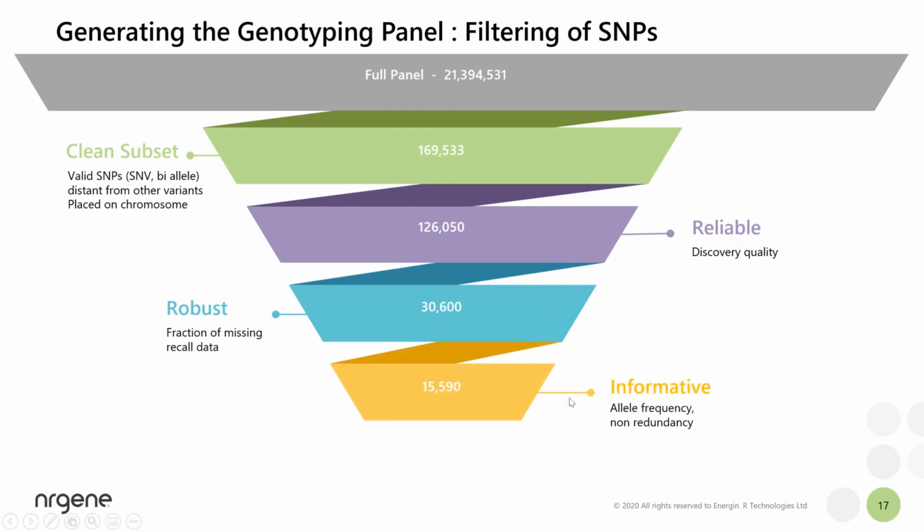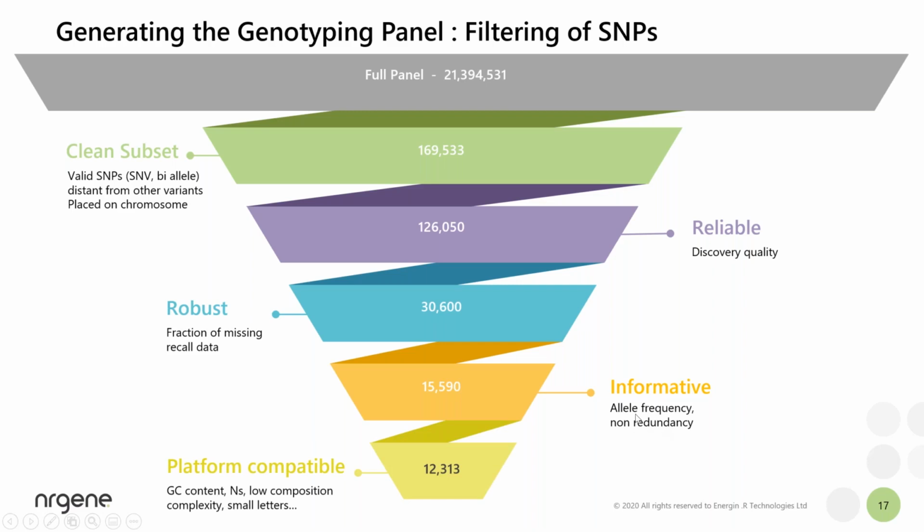And then we look at a parameter called informativeness, because we want informative SNPs. I'll explain that in a bit. That also considered allele frequency and non-redundancy in the data set. And finally, we want platform compatibility, meaning we want the data set to be suitable for the way we're actually doing the physical assay: GC content, complexity, ability to design primers, and things like that on the physical side of the assay.